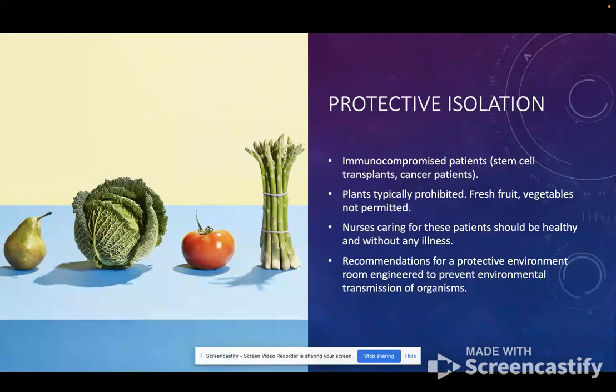The last one is going to be your protective isolation. So this one is a little bit different. This one is more so to protect the patient. So protective isolation is typically for your immunocompromised patients. Could be stem cell patients that have had a transplant, could be cancer patients, anybody whose immune system is low, and to a certain point, the doctor may want them put into protective isolation.